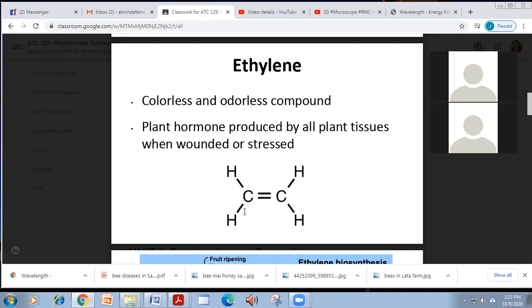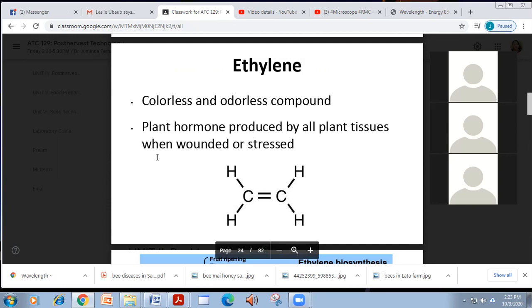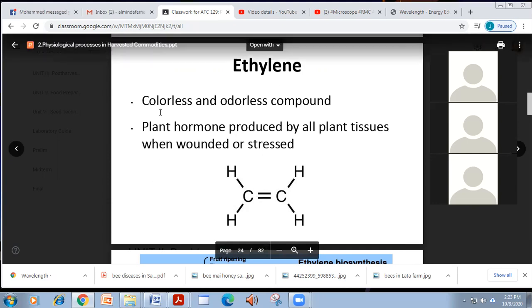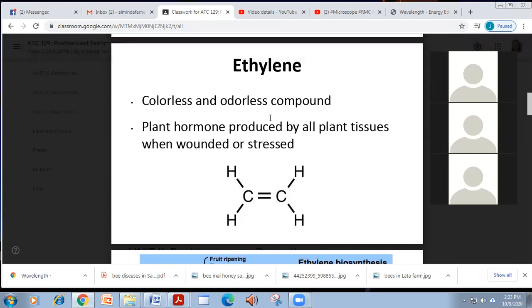If you notice in this chemical formula, it has 2 carbon and 4 hydrogen attached. C2H4 is the chemical formula for ethylene. It's actually a colorless, odorless compound, so you cannot see it. And it's actually a plant hormone produced by all plant tissues when wounded or stressed.